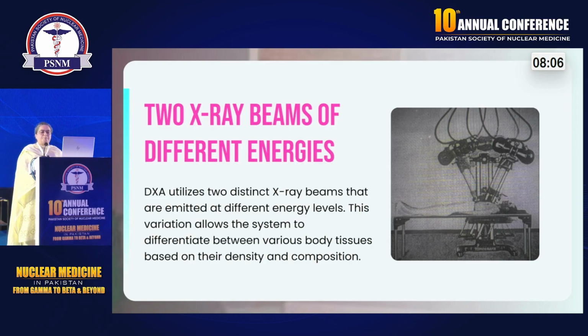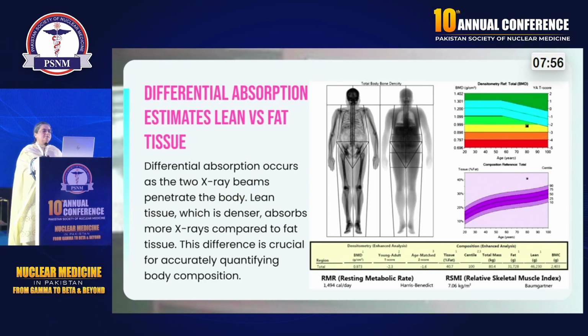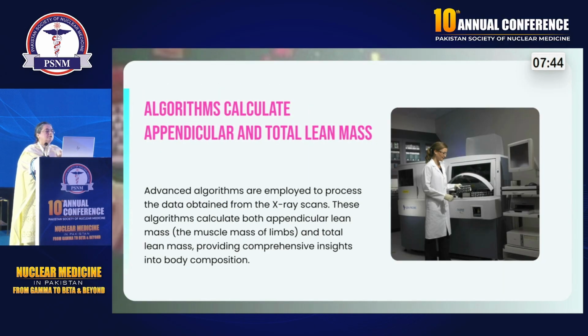There are two beams, as I already told earlier, and they have different absorption in the muscle as well as in the fat. This is the image we can get after undergoing the whole body DEXA scan, and there is a difference in the values by determining the lean muscle mass and the fat mass. So it calculates the appendicular and the total lean mass.